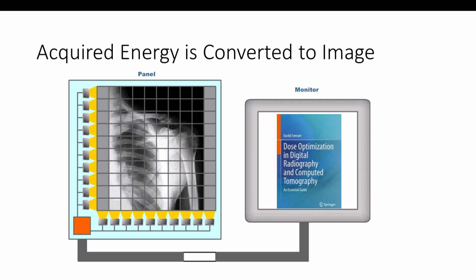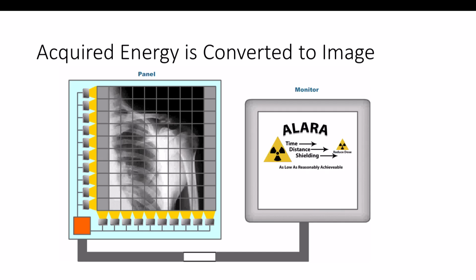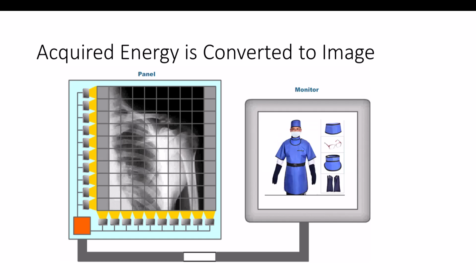Dose optimization. Digital radiography allows for better dose optimization, meaning that radiographers can achieve high-quality images with lower radiation doses. ALARA Principle. Radiographers adhere to the as low as reasonably achievable (ALARA) principle, which aims to keep occupational radiation doses as low as possible.